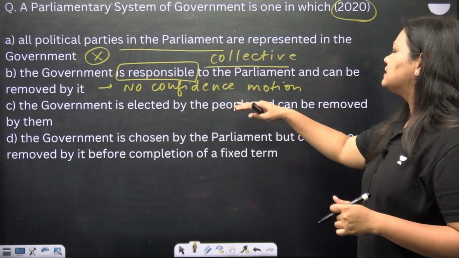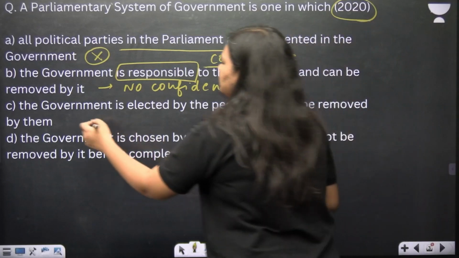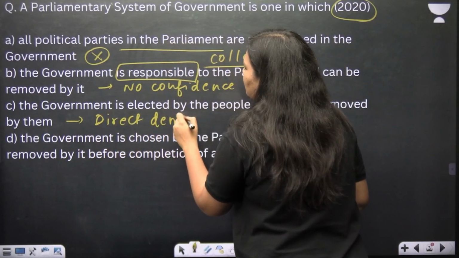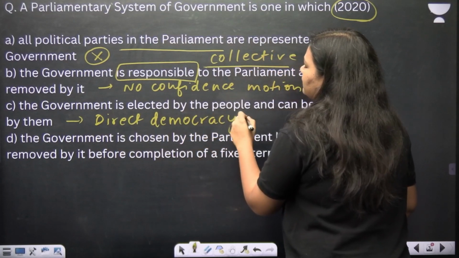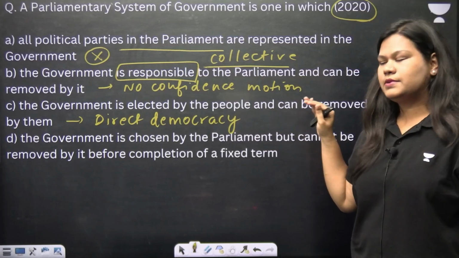The government is elected by the people and can be removed by them. This may not always be the case. This is usually in the case of direct democracy. But India has indirect democracy and parliamentary system, so it doesn't clearly define parliamentary system.